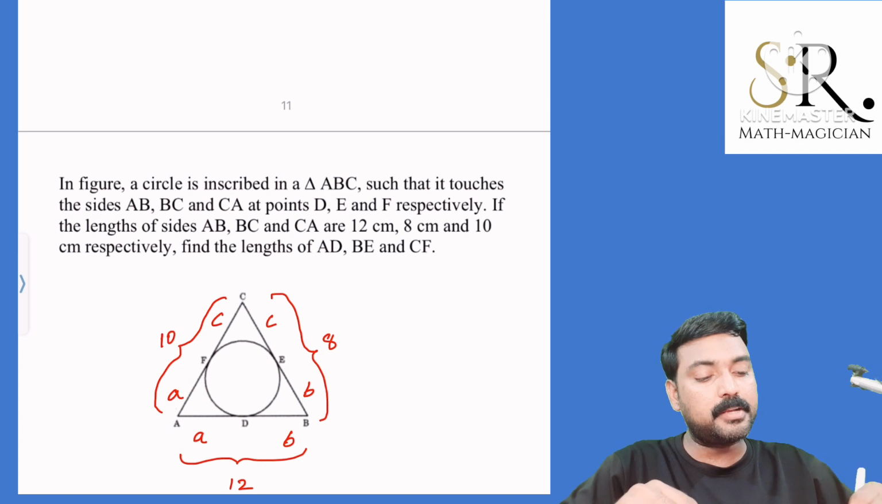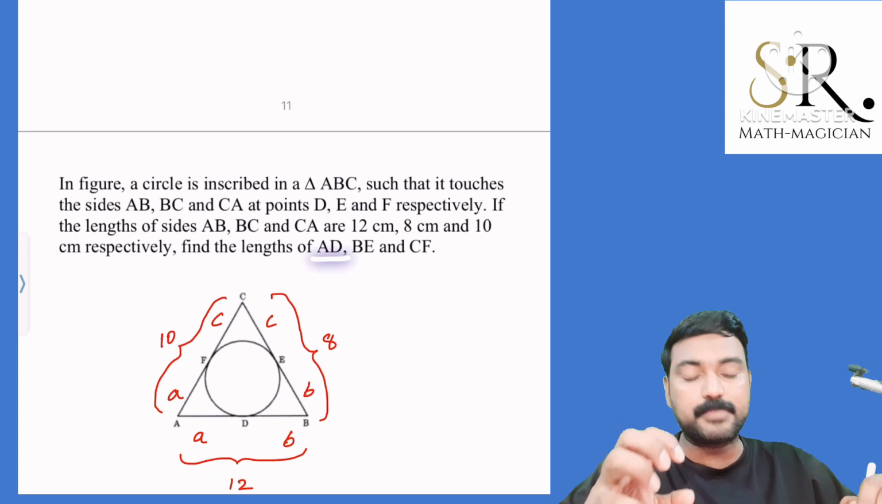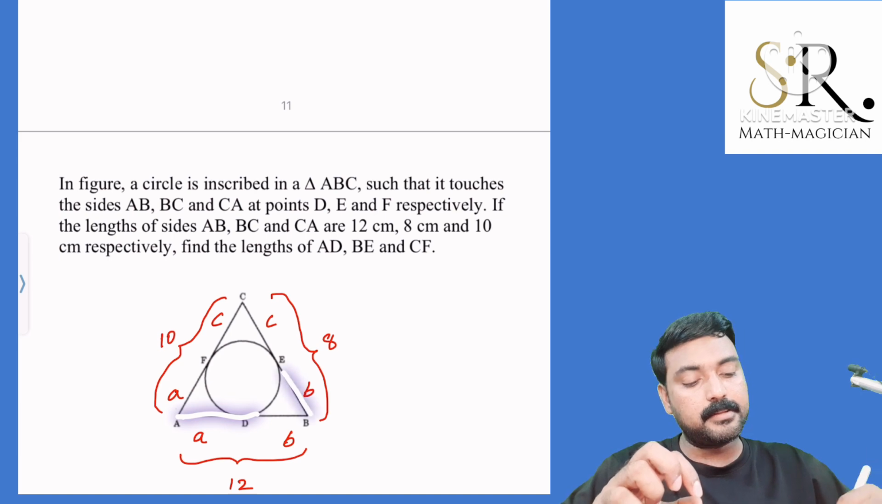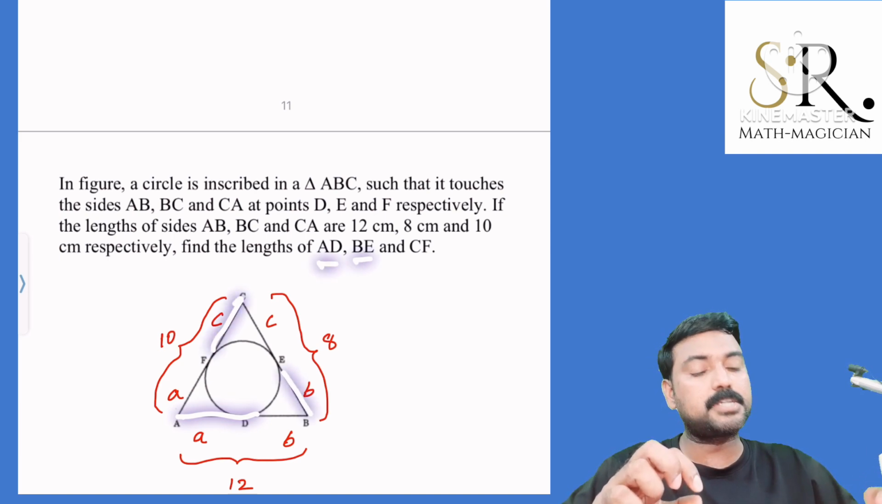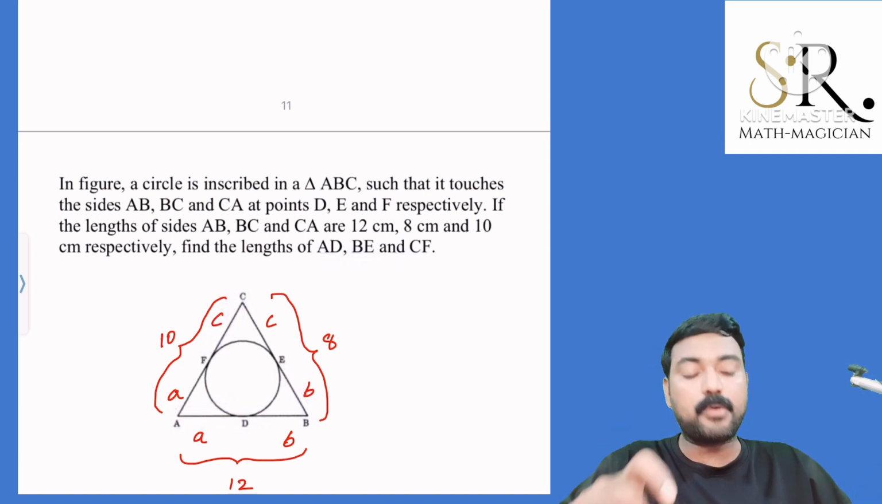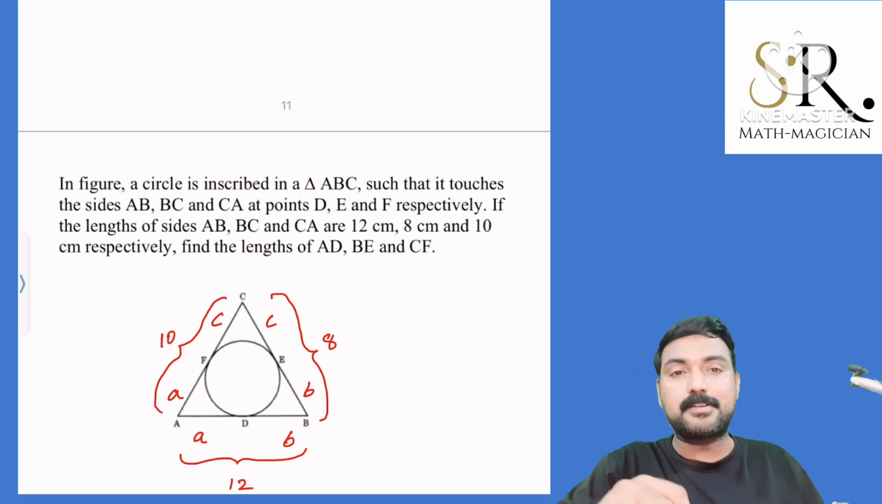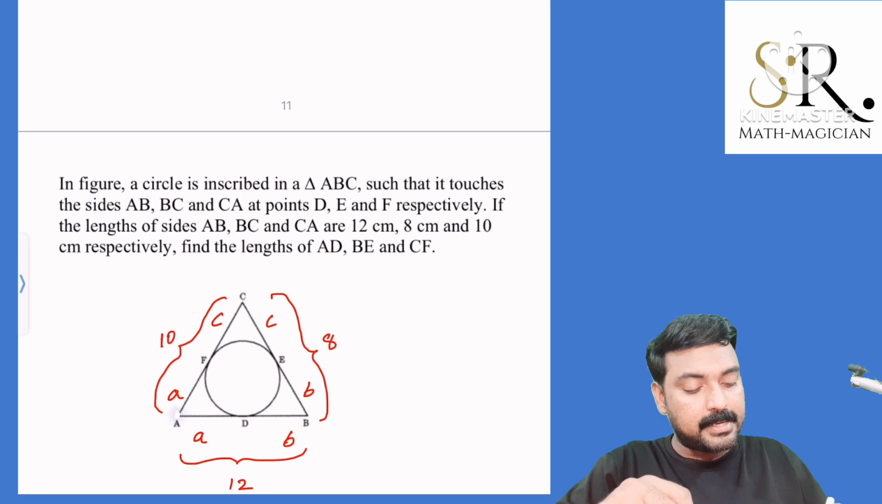Now the question: find the parts, which means AD, then BE, then CF. These portions' values need to be found. So we can use one idea. We can give names to these parts. This A is an external point.